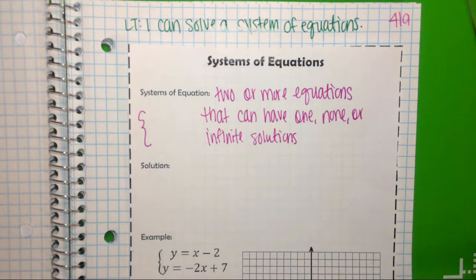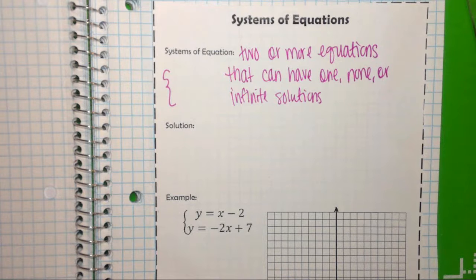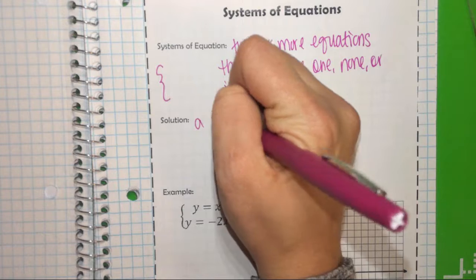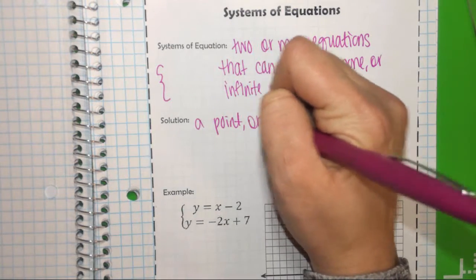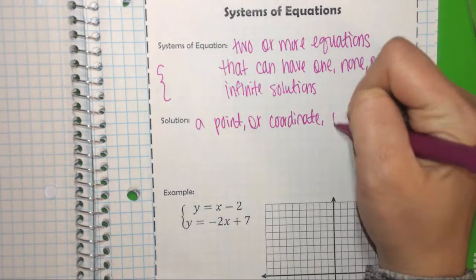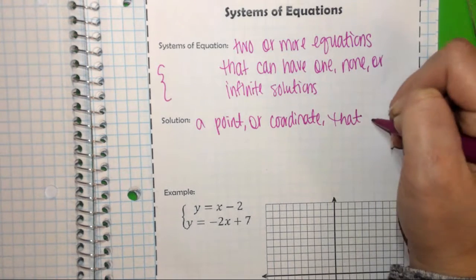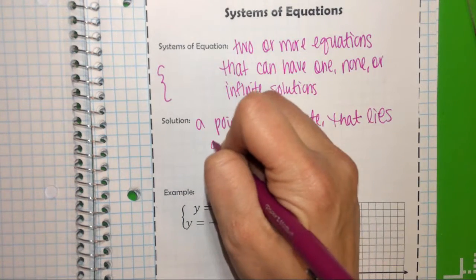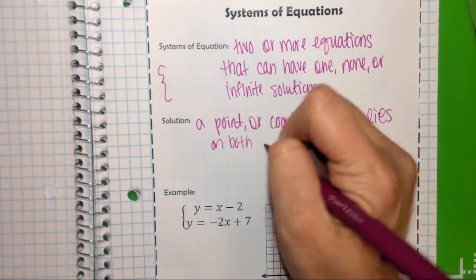Alright, so you have two equations, which we're only going to be working with two this year. You'll do three next year. And you can graph them, you can solve them using substitution, or you can use elimination. Now, a solution is a point or coordinate that lies on both lines.